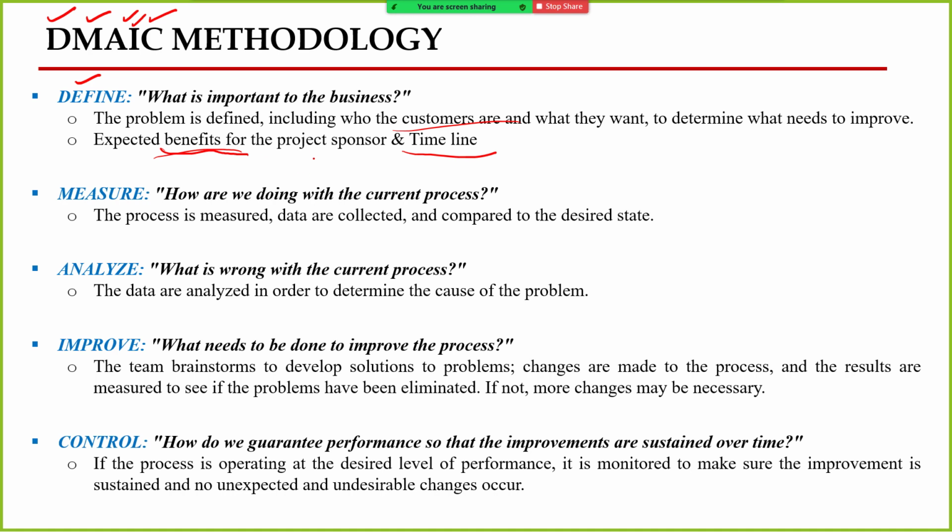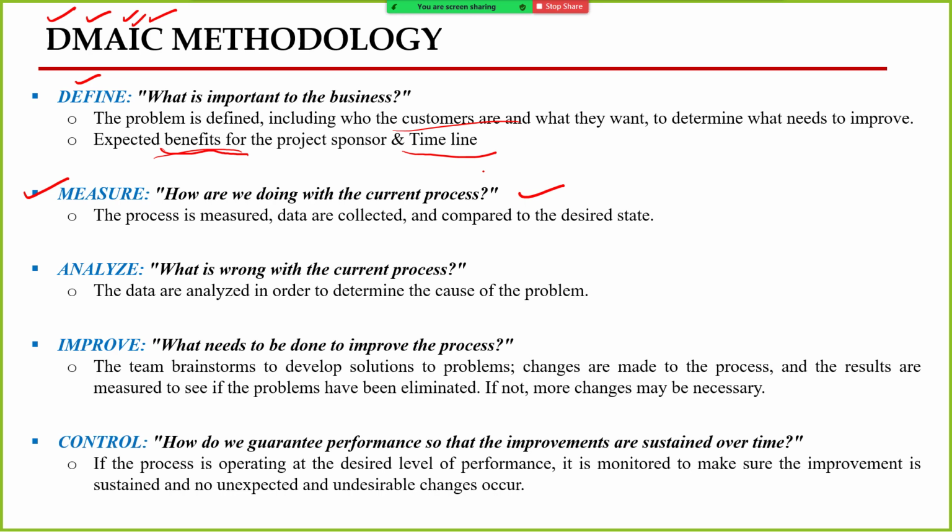Once we have done this, the next phase is the measure phase. In the measure phase, we are trying to answer how well we are doing right now, or how we are currently performing. That means we are giving the answer of the current performance level of the particular process. How can we do that? By calculating the sigma level of our process. That means where we are standing right now.